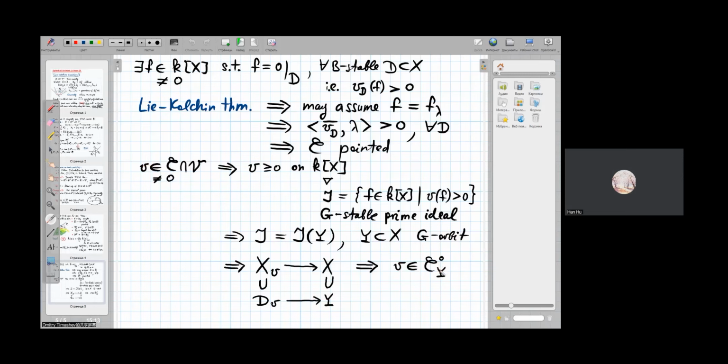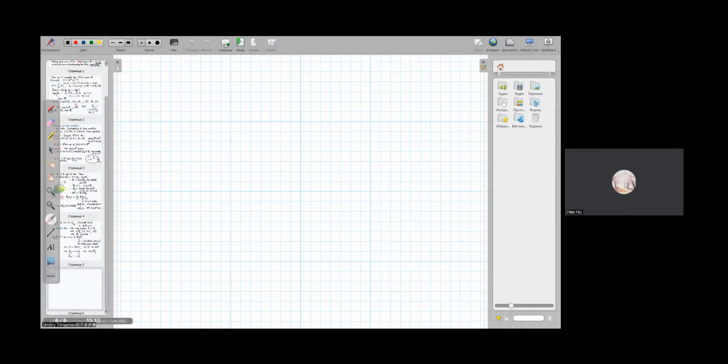Now, let us take a function. So there exists a function f, which is regular on X, which does not vanish at the orbit Y, so it does not belong to the ideal, but it vanishes on all B-stable divisors not containing Y.